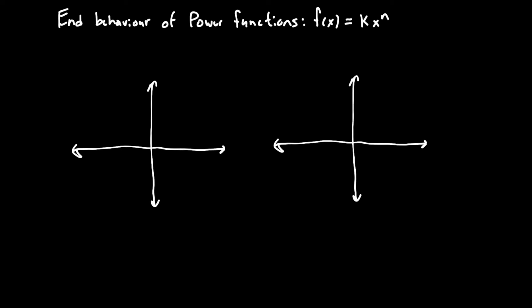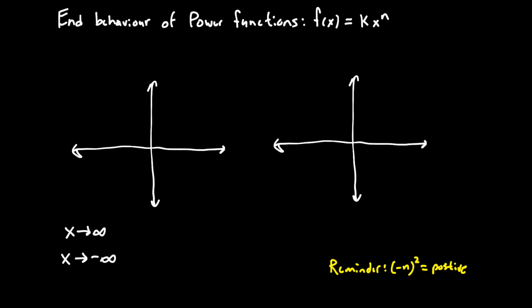To describe the end behavior of power functions, we'll be using the following notation. X approaches infinity means that our x values are growing extremely large. X approaching negative infinity means our x values are growing extremely large in the negative direction. And a quick reminder, the square of a negative number is always positive.